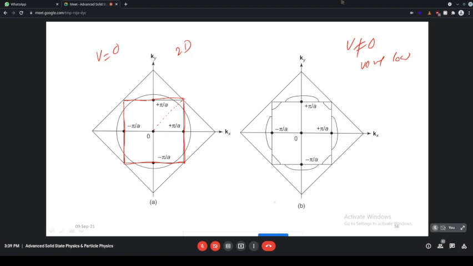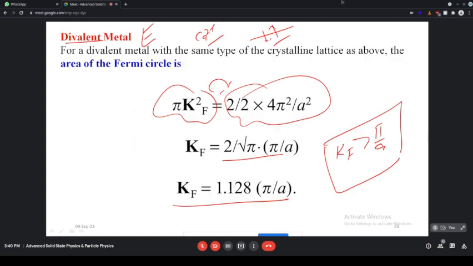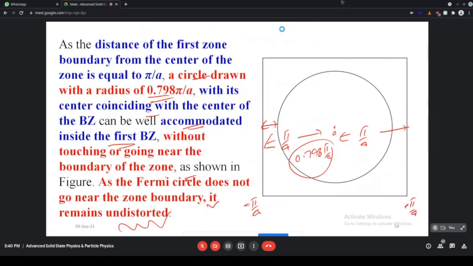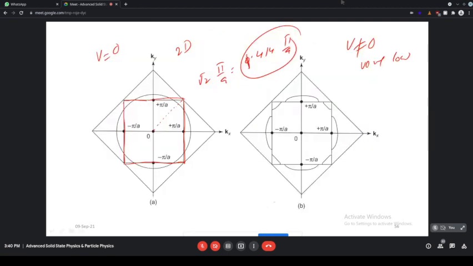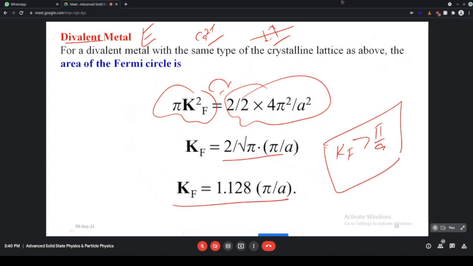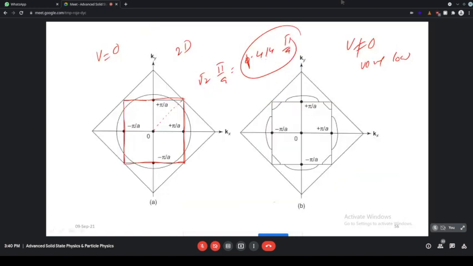Root 2 pi by a, which is 0.414 pi by a. What we have calculated, that is 1 point... This is 1 point. Okay. This is 1.12 and this is 1.4.